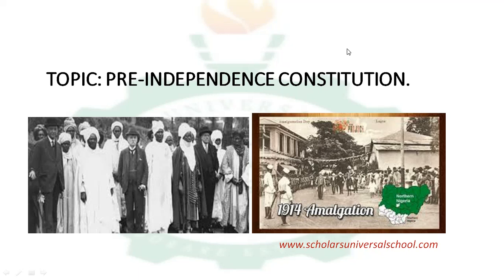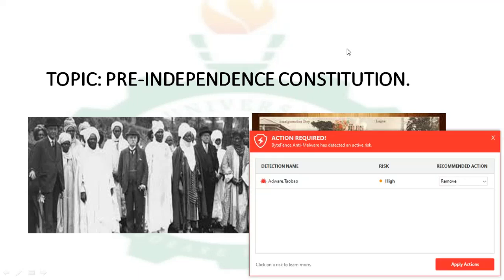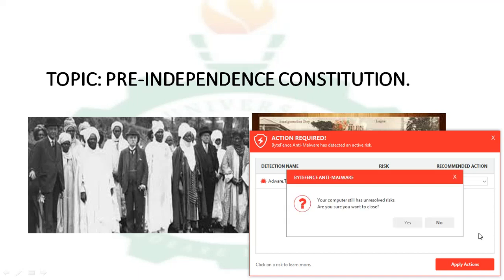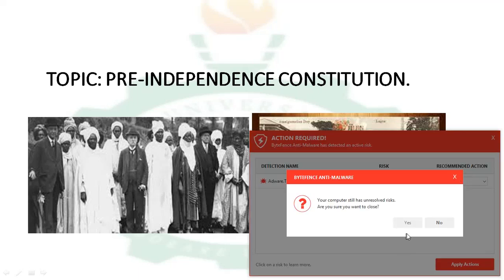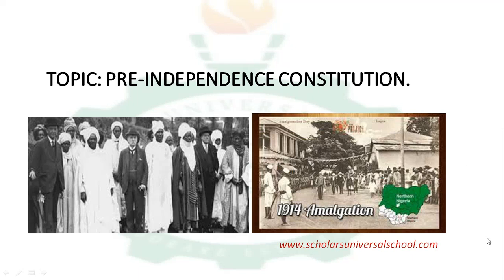So constitution is the body of rules and regulations, customs, traditions, and beliefs of a society which is codified and must be strictly adhered to by the leaders as well as the followers. Therefore, we cannot begin to talk about the post-independence constitution without talking about the pre-independence constitution.